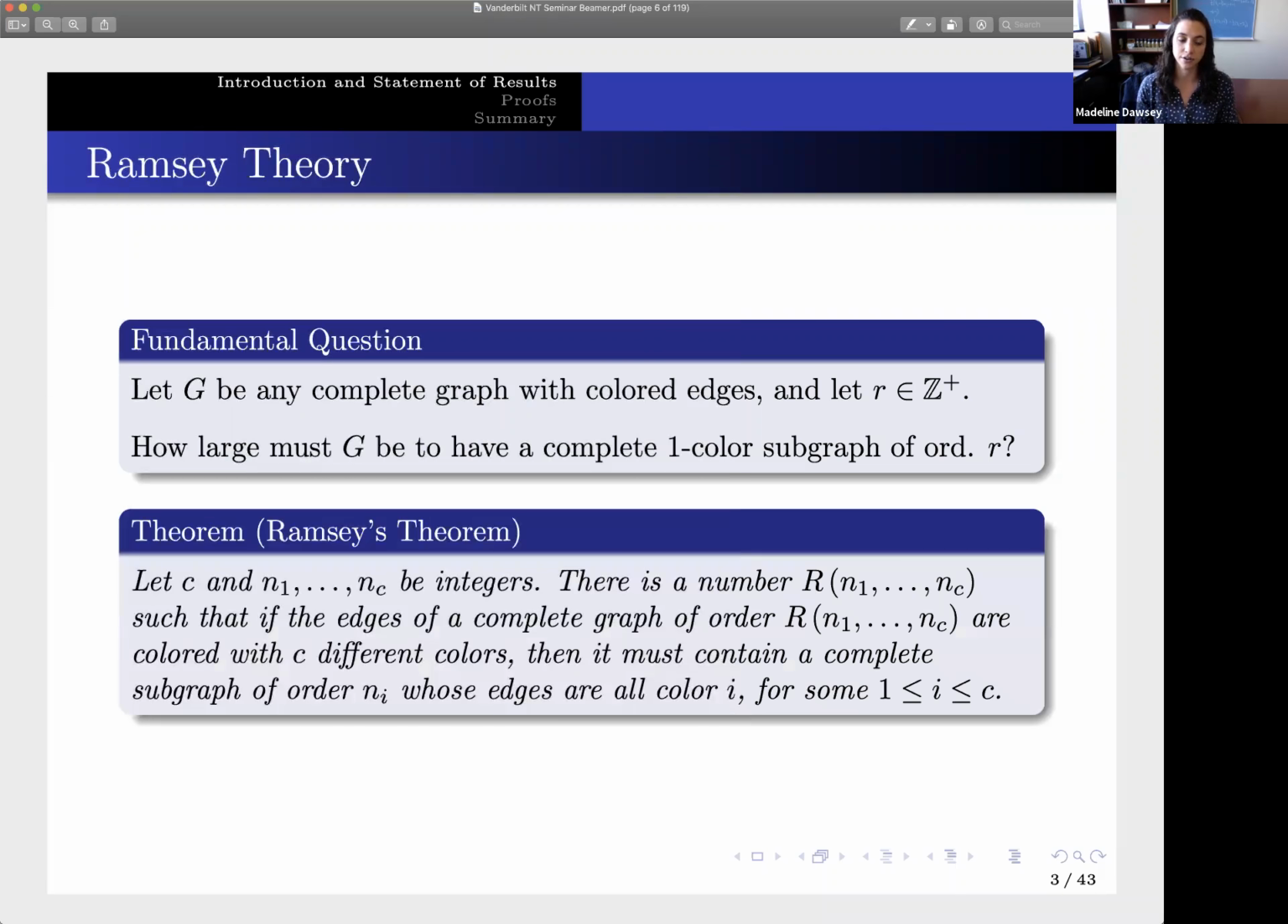So here's the theorem, Ramsey's theorem. It says that this always exists. So let C and n1 through nc be integers. There is a number r depending on those integers, such that if the edges of a complete graph of order r are colored with C different colors, then it must contain a complete subgraph of order ni, whose edges are all the same color i. Okay, so it has to work. It always has to work if you let your graph have enough vertices.